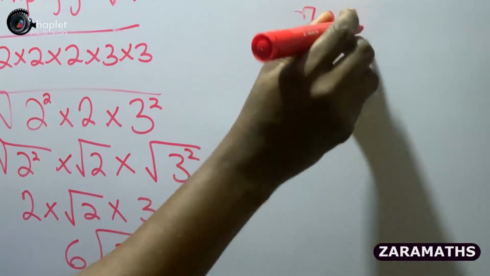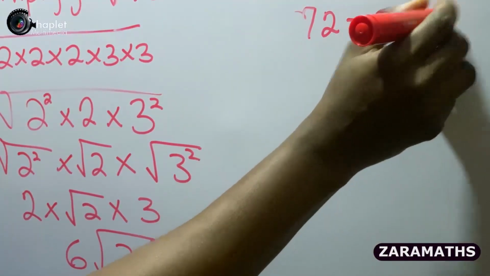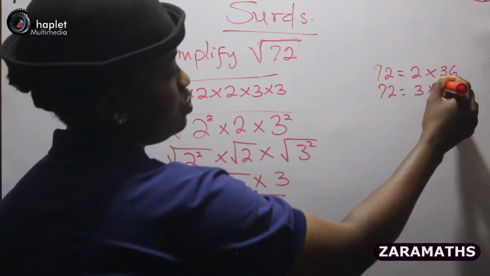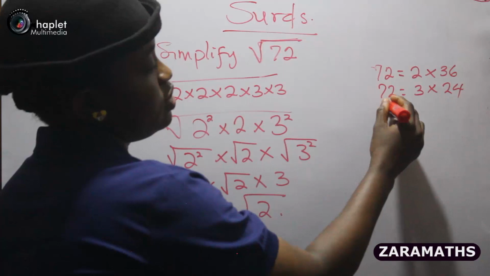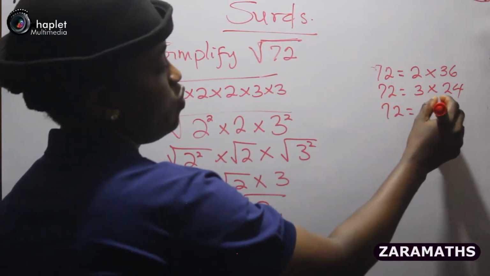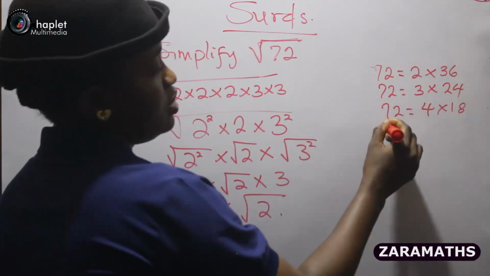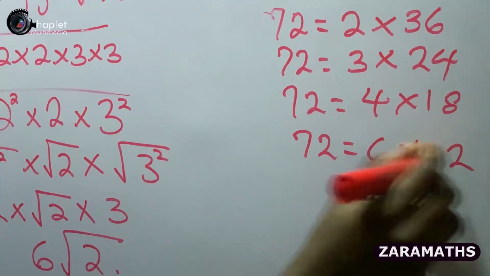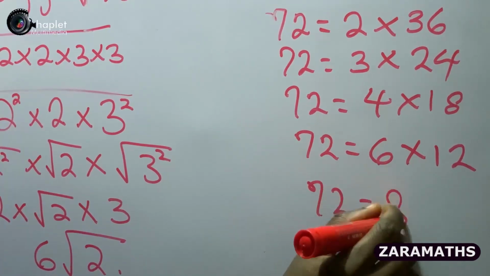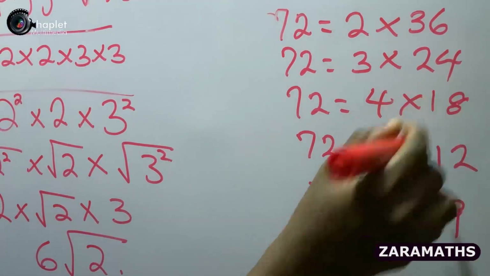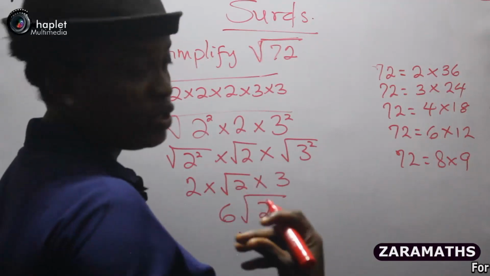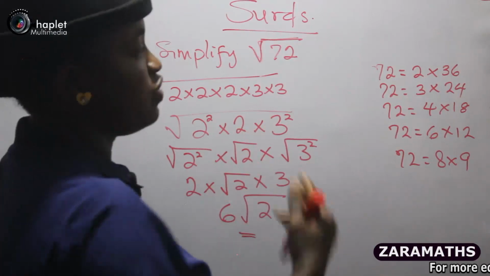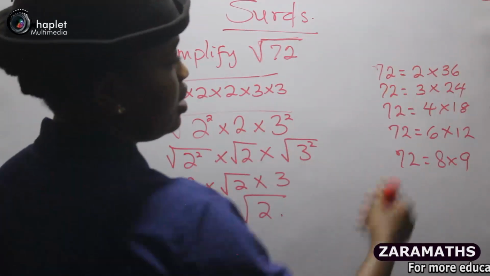Also, 72 is the same as 2 times 36. 72 is the same as 3 times 24. 72 is the same thing as 4 times 18. 72 is the same as 6 times 12. 72 is the same as 8 times 9. You will discover, just like we solved the other way, that 36 is a perfect square, because when we find the square root of 36, we get 6.